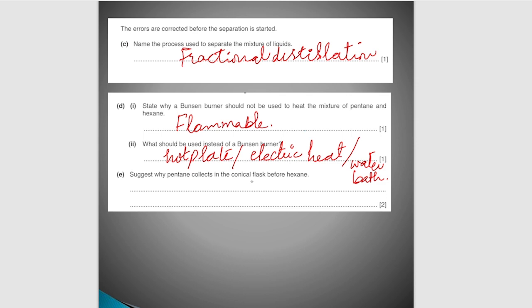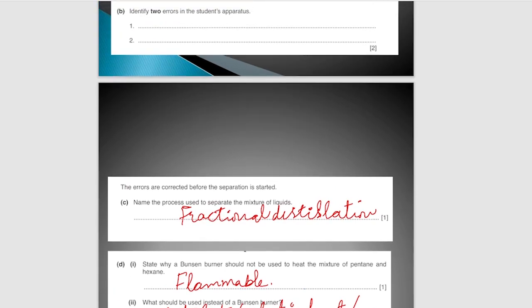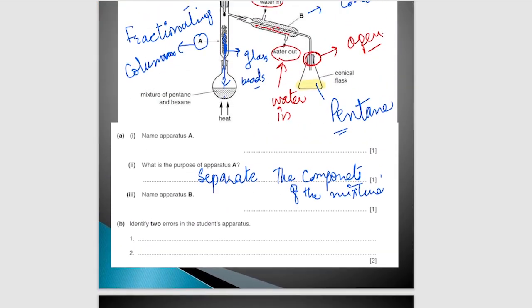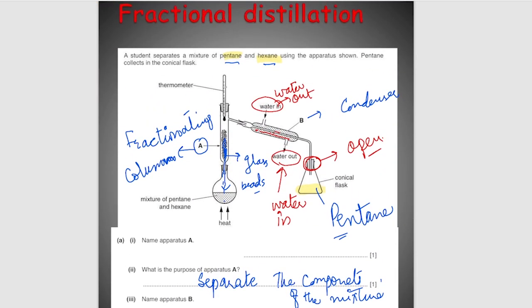Suggest why pentane collects in the conical flask before hexane. Now we have to look at the boiling points of these two liquids. They are not going to give us the boiling points, but you have to remember that the substance with the lowest boiling point, pentane, will evaporate first and then be collected in the conical flask. Hexane has the greater boiling point than pentane. That's why it will be separated like this.